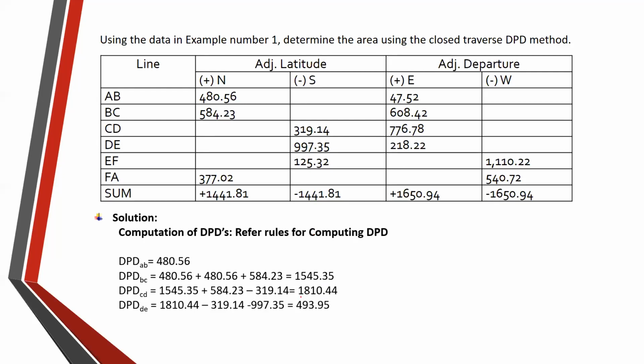So we have 493.95. That is equal to, baba lang natin yung preceding DPD natin, 1,810.44 minus yung preceding natin, 319.14, minus 997.35. That is 493.95. Next is kindly get the DPD of the line EF. The line EF naman tayo. What is the DPD of the line EF?